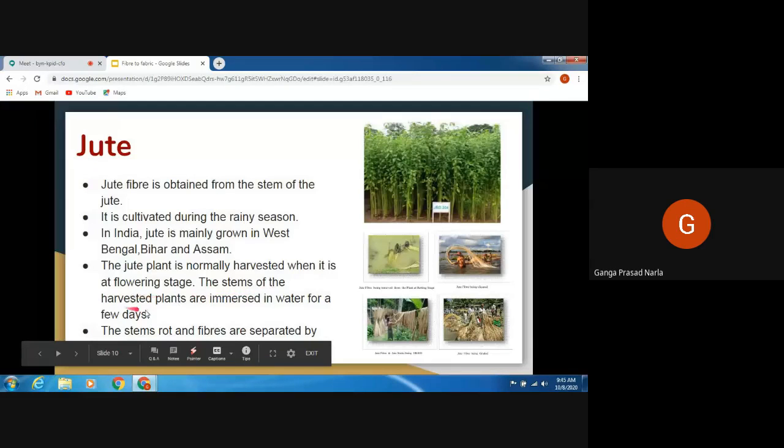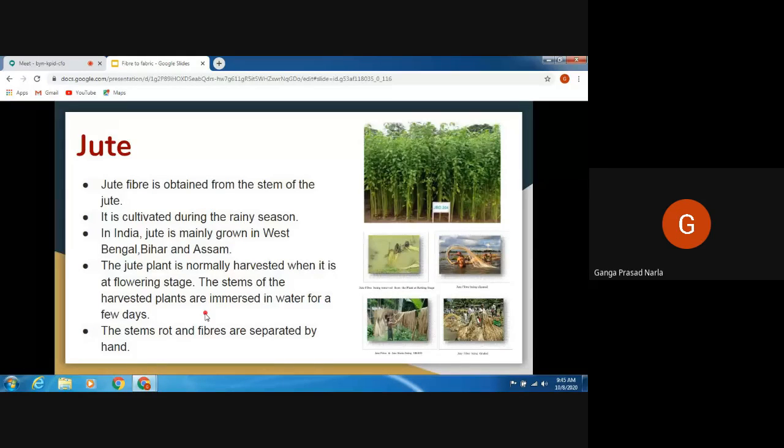The stems of the harvested plants are immersed in water for a few days. What do they do after cutting? Immerse means to dip in water, to soak. Sir, your voice is breaking. So what does immerse mean? After they harvest and cut the plants, what do they do with the stems? They soak them in water for 4 to 5 days. They immerse the stems of jute plants for a few days. The harvested plants are immersed in water for a few days.